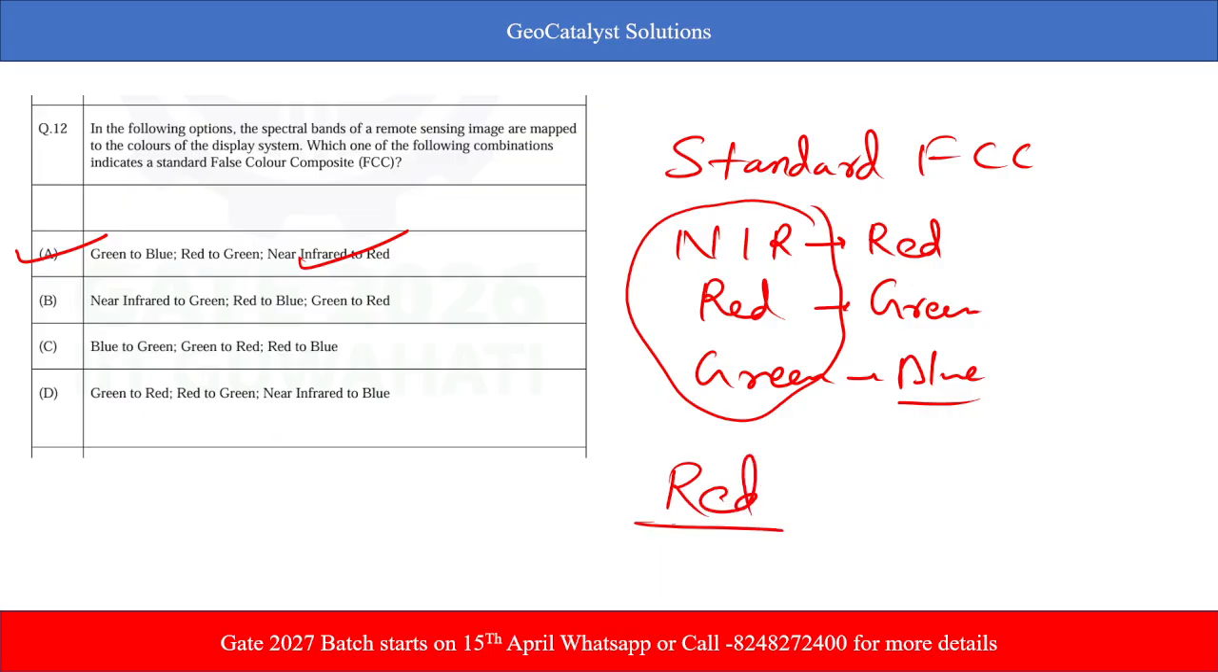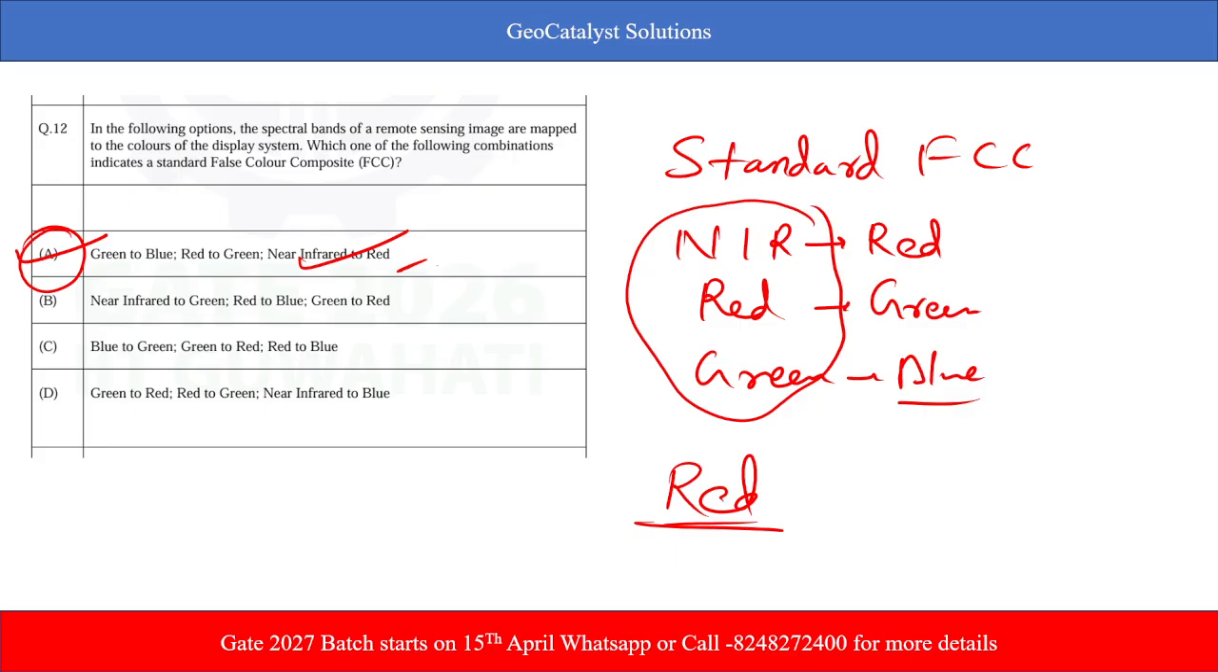And this is why vegetation appears red in FCC, because vegetation strongly reflects NIR. So by that logic also you can remember. This was a very direct question.